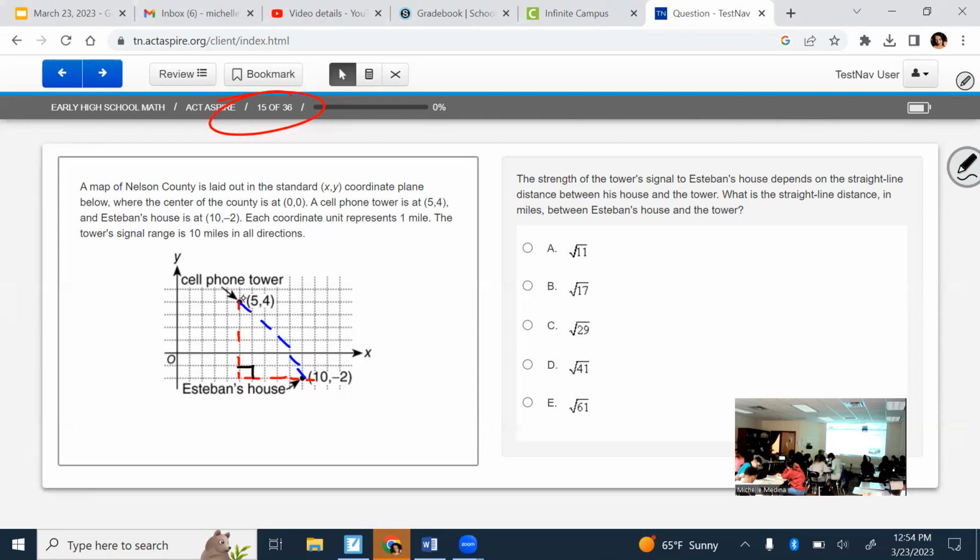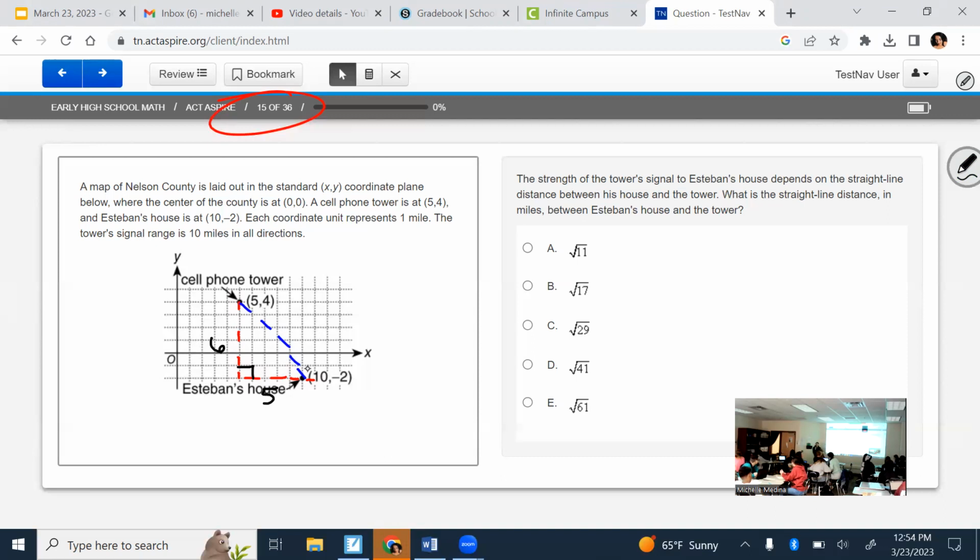So if I can figure out what the distance is from top to bottom, what's that distance? That's 1, 2, 3, 4, 5, 6. Right? Everyone do that? 6 units. And then the base is 1, 2, 3, 4, 5. What could I use to figure out my hypotenuse? Anyone know?